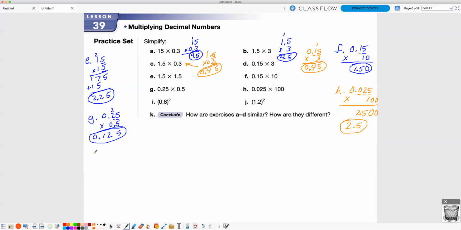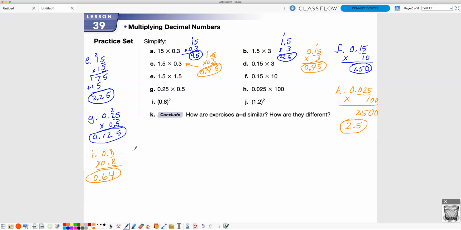Letter I. Let's put letter I right here. We have 8 tenths. And what does that mean? It means times 8 tenths. It means multiply it by itself times itself. So 8 tenths times 8 tenths. Well, what's 8 times 8? 8 times 8 is 64. So you just pretend like it's whole numbers. Then you count the decimal places. There's 1, there's 2. Decimal moves over twice in this one, and it'd be 64 hundredths.